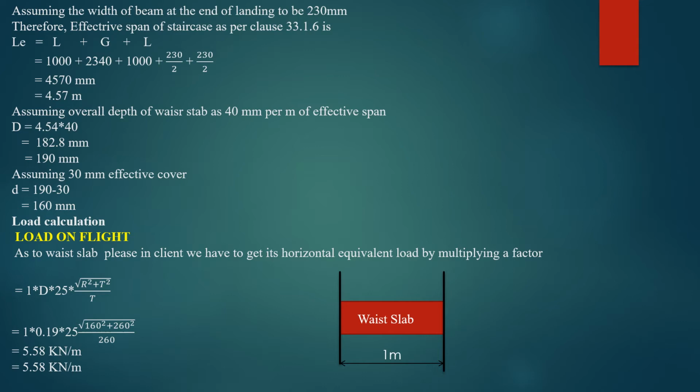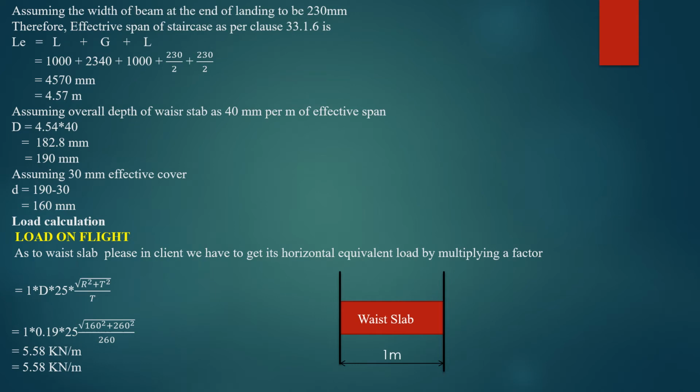So the total load coming on the flight is 1 into D into 25 into the multiplying factor. 1 is the 1 meter width of the base slab, D is the overall depth, and 25 is the weight density of concrete. We multiply it with the multiplication factor so that we can convert it into a horizontal equivalent load. So 1 into 0.19, as we saw below, that the overall depth is 190 mm, into 25, and the multiplying factor, we got 5.58 kilonewton per meter.